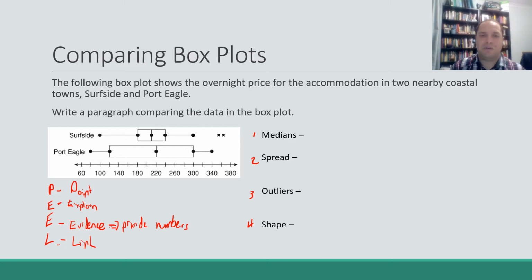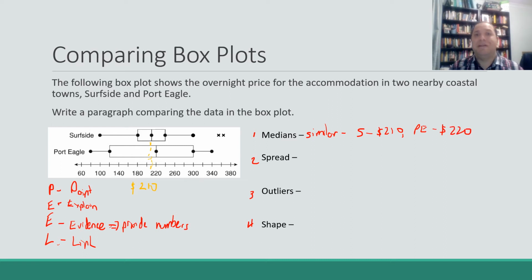All right, so let's do some examples here. We've got to compare the medians. Looking at our data up here, the Surfside, let's drop that one down. That's about $210 per night. So the medians are roughly the same. We can write that the medians are similar. For Surfside, it's going to be 210. For Port Eagle, it's going to be 220.